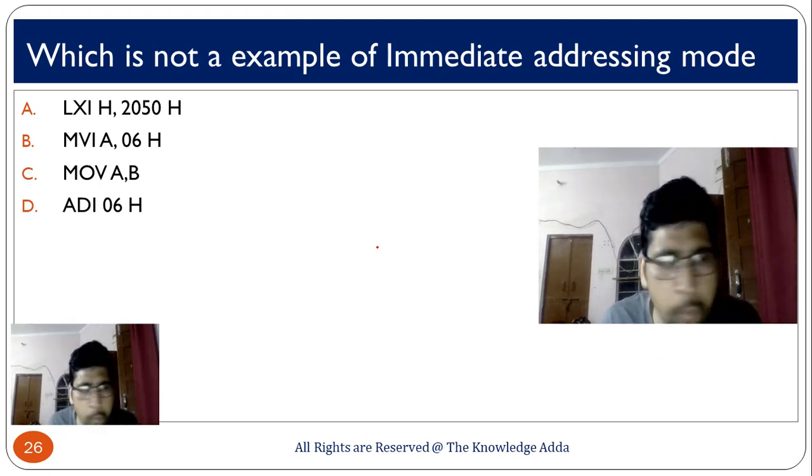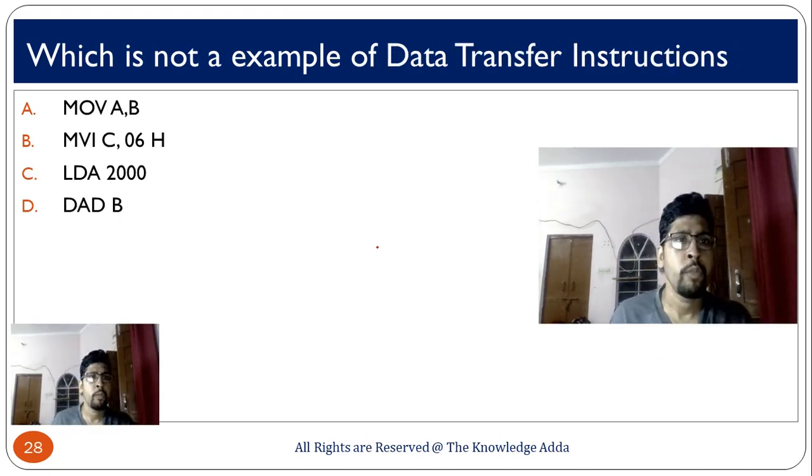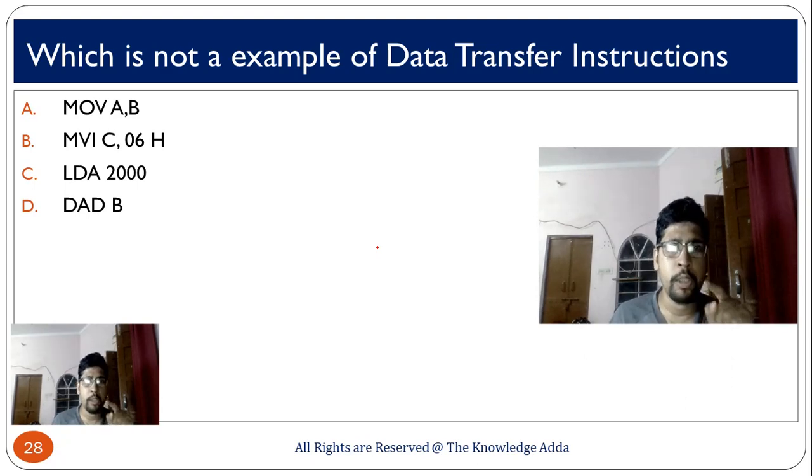Which is not an example of a data transfer instruction? So my friend, data transfer instructions are those instructions in which we copy the data from source to destination, or we are loading or storing data in a register. So in the first case you can see we are transferring data from source to destination.